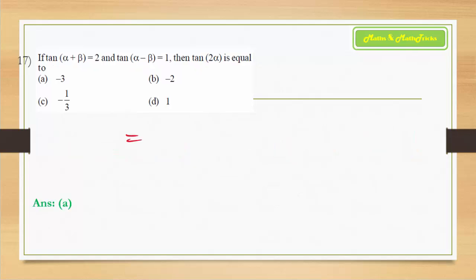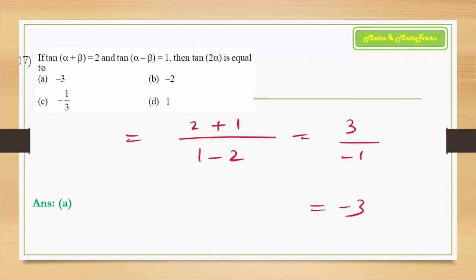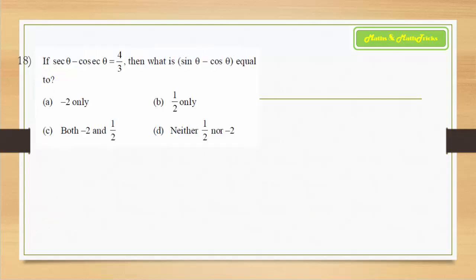Let me verify that for you. So 2 plus 1 upon 1 minus 2. So you have got 3 by minus 1, that is minus 3. Option A. Coming on to the next question.